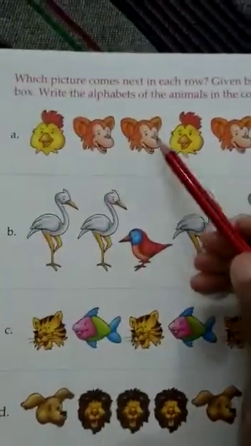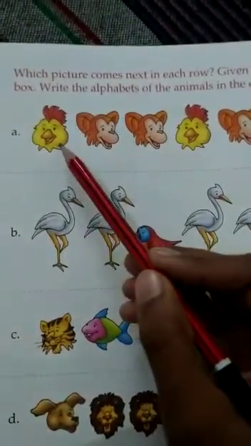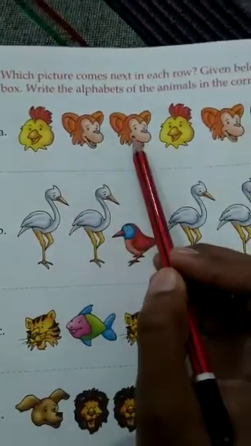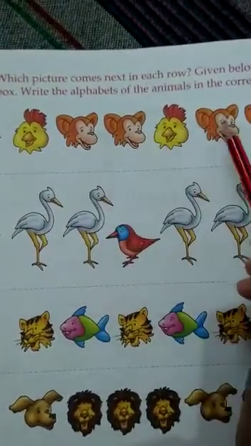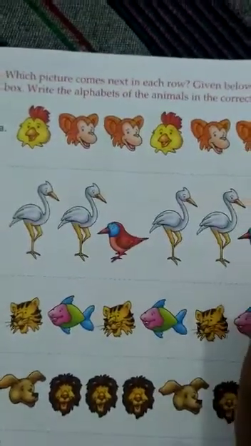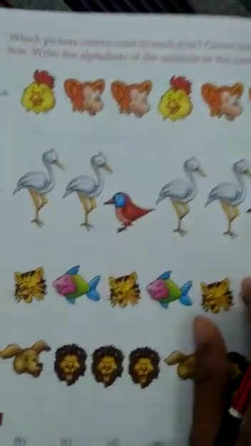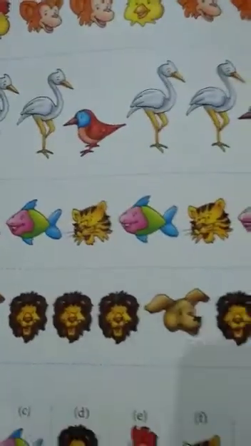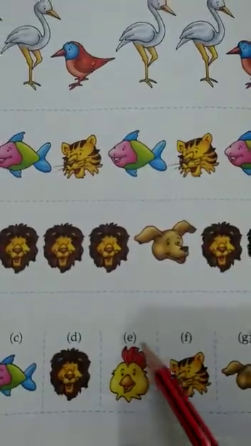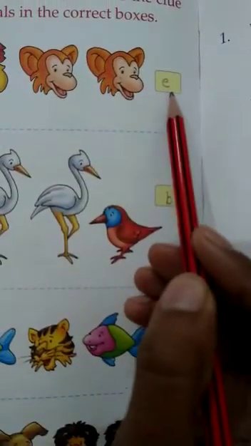Now let us see the first example. Here we have cock and then two monkeys. Cock and then two monkeys. What will come next? A cock. So let us see which alphabet a cock has. E. So we'll be writing here E.